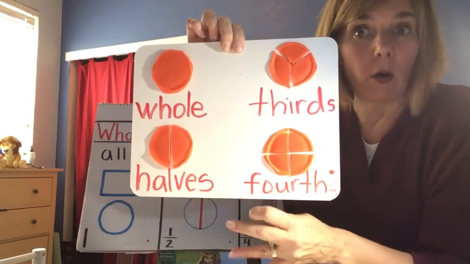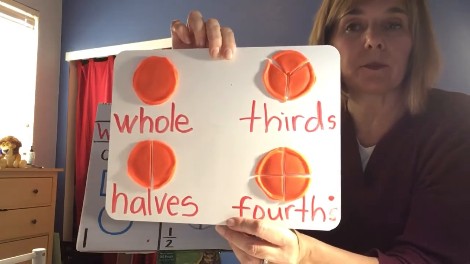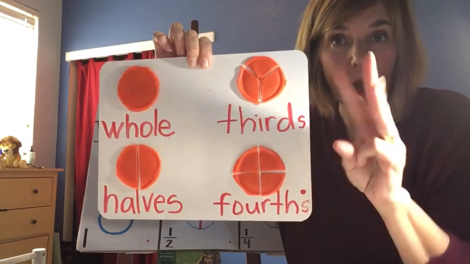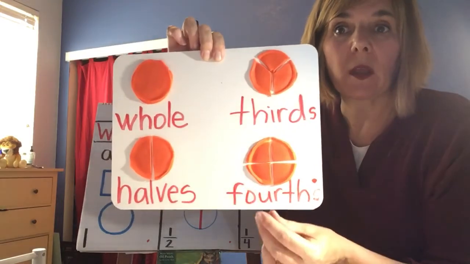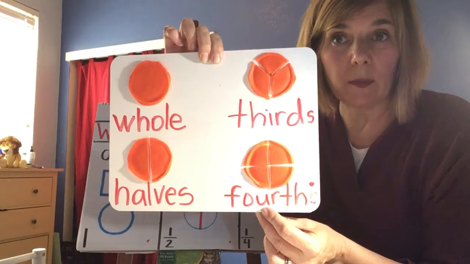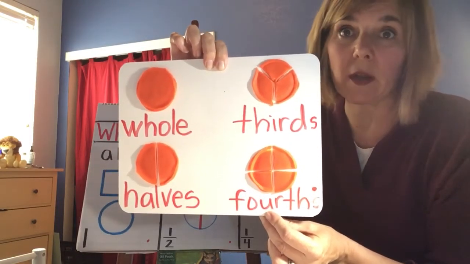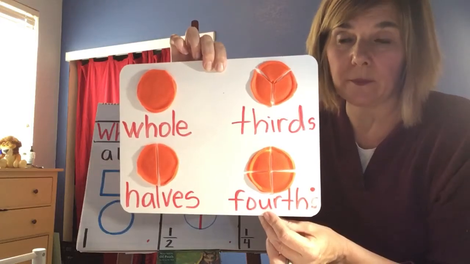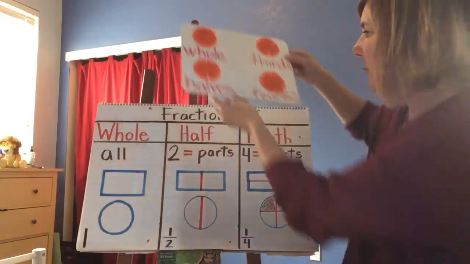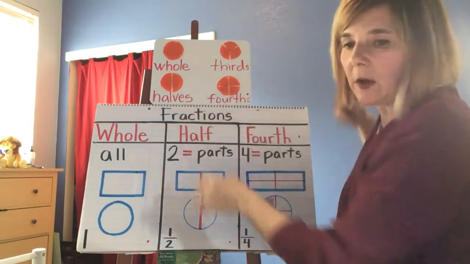Whole, that means all, 1. Halves, that means 2 parts. Thirds, that means 3 parts. And fourth, that means 4 parts. And remember, these were equal parts. There's a difference between equal and unequal. You remember that. Okay, I'm going to put this back up here. Let's see if it'll sit there okay without falling off this time.